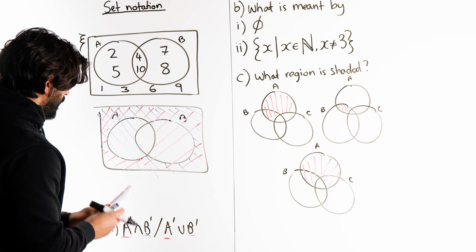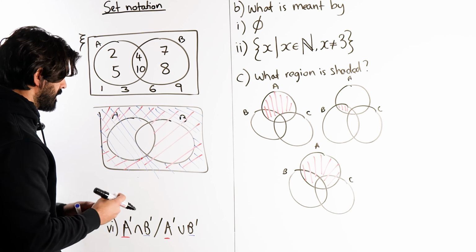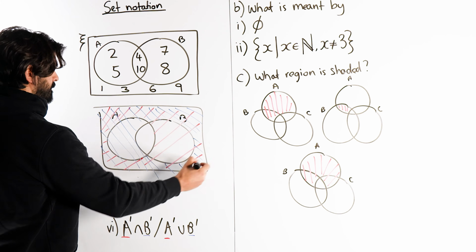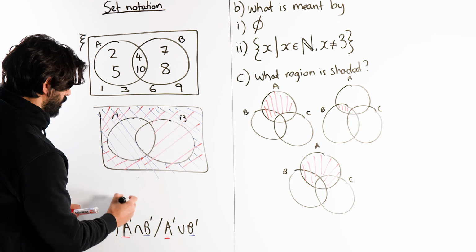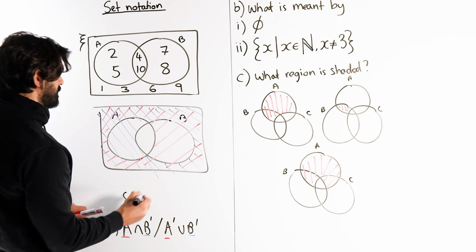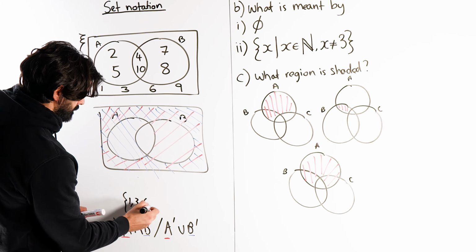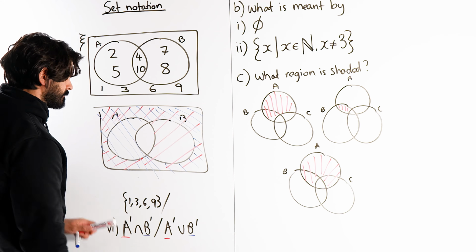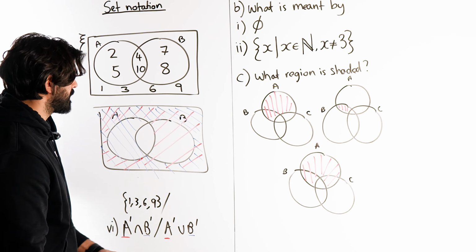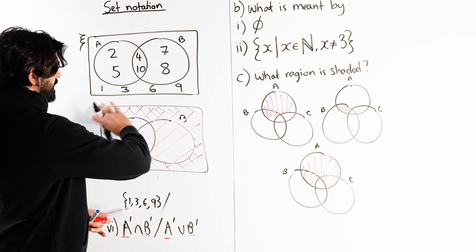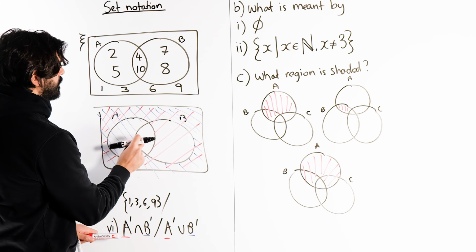Okay, so remember, for "and", we're looking for the crossover. The crossover is on the outside only. So not A and not B is the things on the outside: 1, 3, 6, 9. Not A or not B is anything shaded. We can see anything shaded is everything apart from the middle.